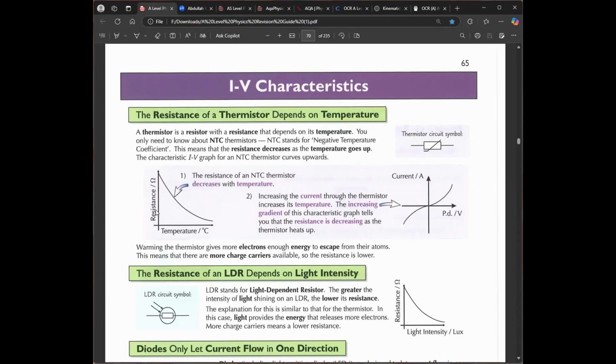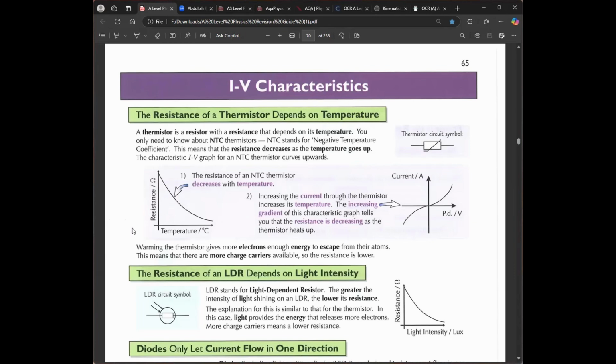There are some that have a positive temperature coefficient. We're not going to discuss that. But for them, when you increase the temperature, the resistance also increases. So it's a positive temperature coefficient, which means they have a direct relation. Is there any other question?